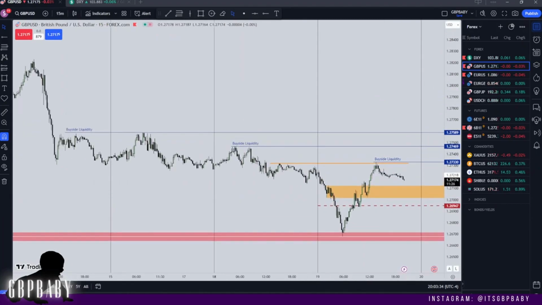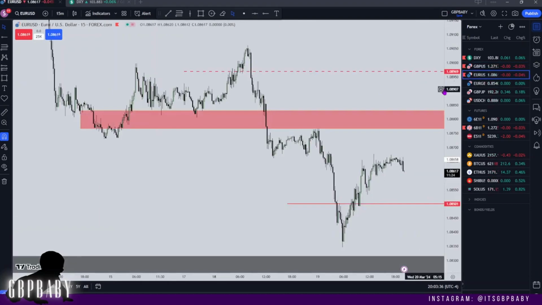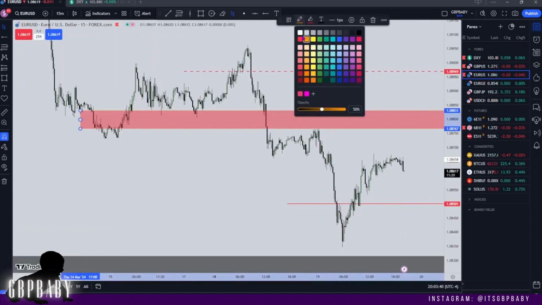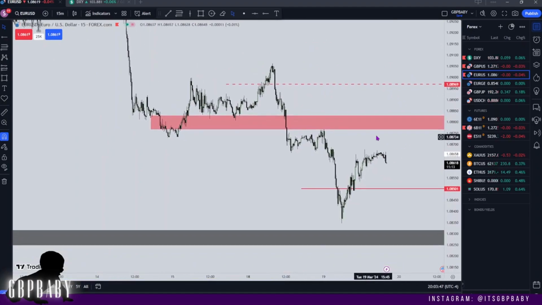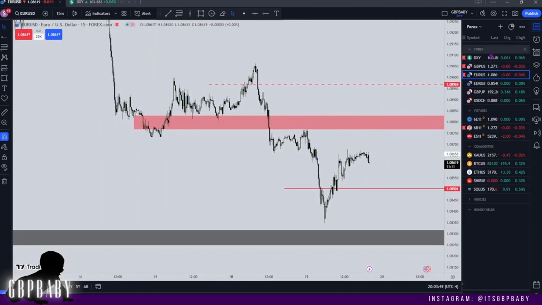I hope that all made sense. Very interesting day today. Personally, if I was you guys, I'd just leave tomorrow completely, purely because of FOMC and the amount of manipulation we're going to see. And you know, accuracy decreases significantly with events like that. But that's going to be everything, guys.